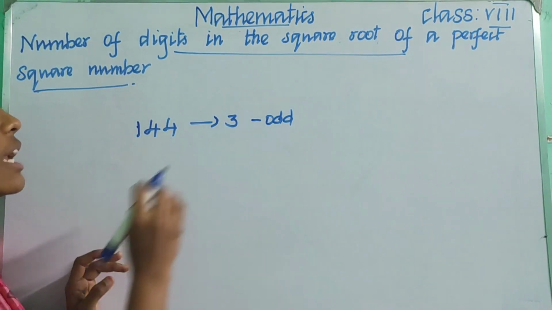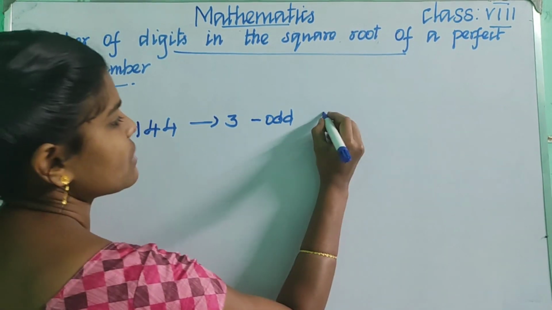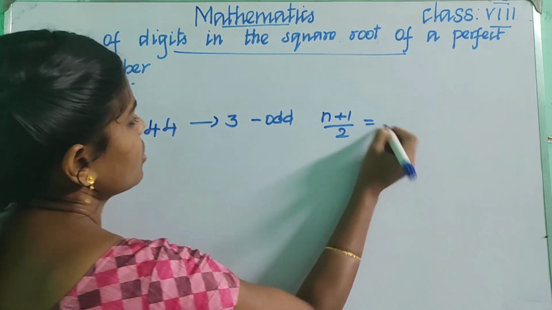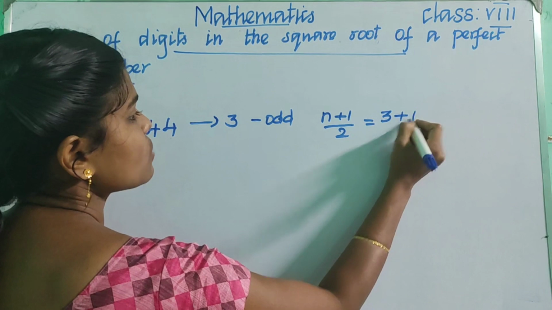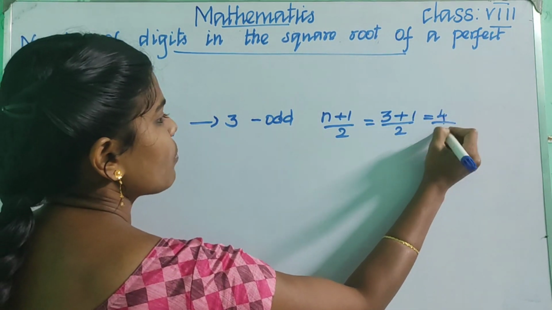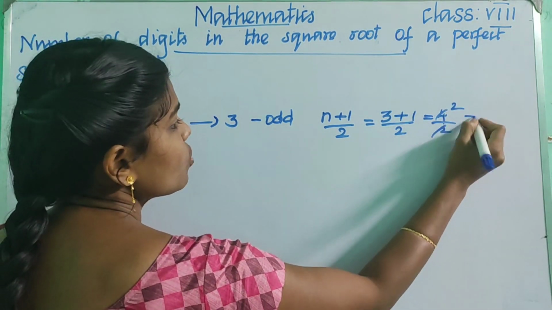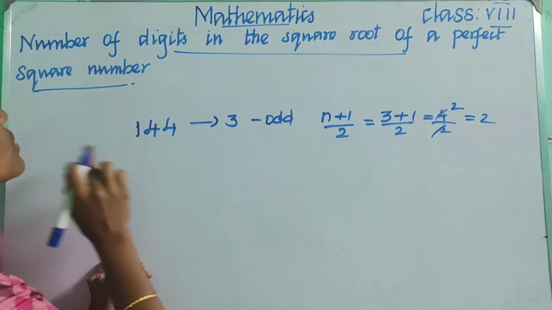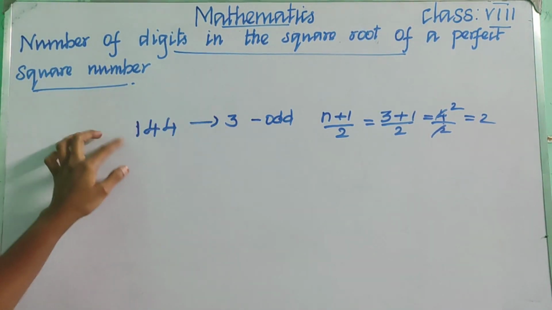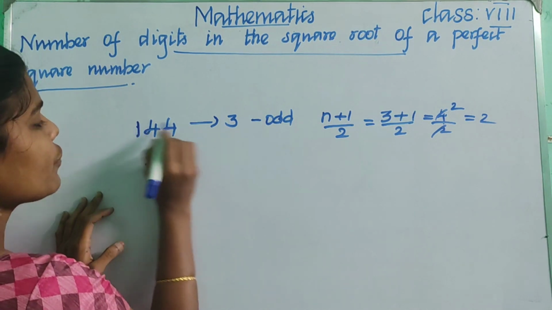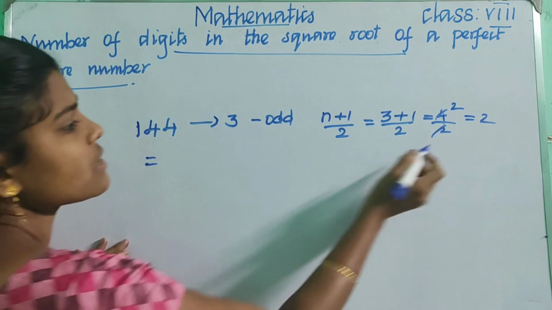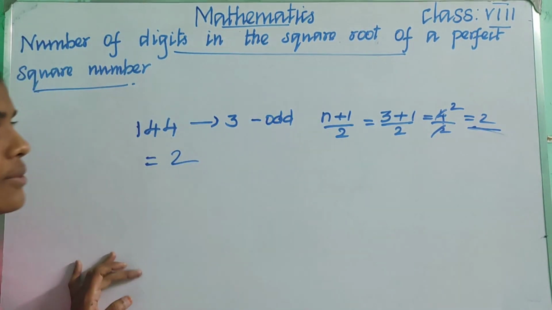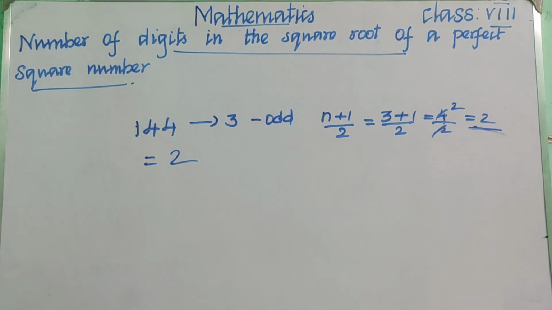Okay, in a perfect square number, if you are having an odd number of digits, we need to put n plus 1 by 2. So n is 3, right? So 3 plus 1 by 2. So what will you get? 4 by 2? It is 2, right? So the number of digits in the square root of a perfect square is 2. If you are having a 3-digit number, we will get 2 digits as the answer. Okay, just for your idea, don't get confused.